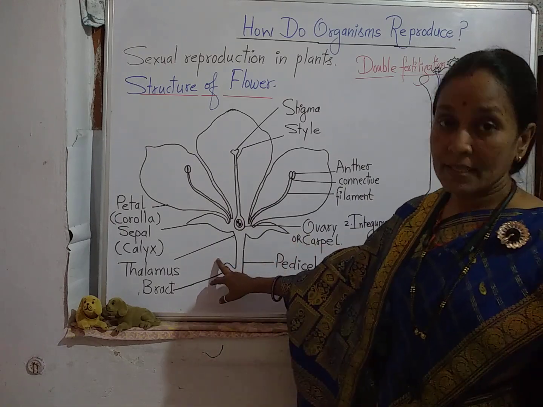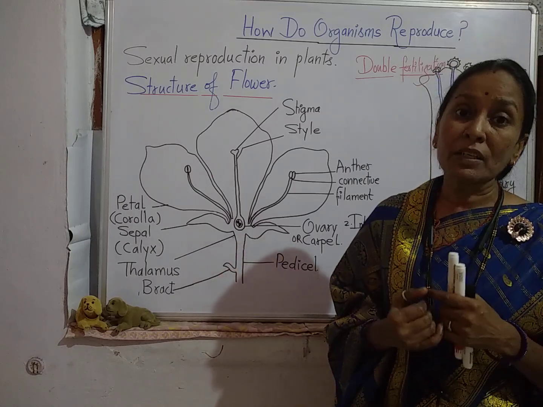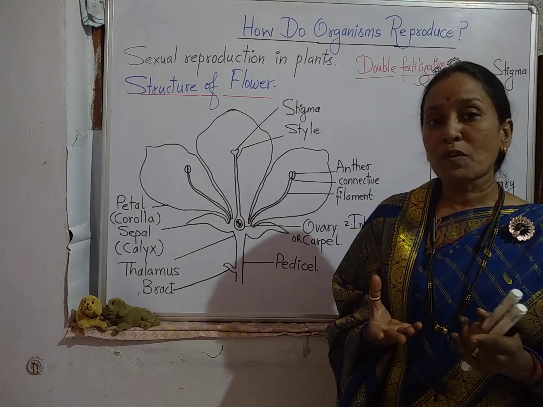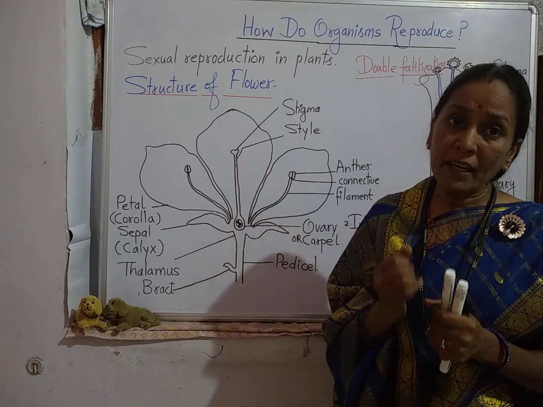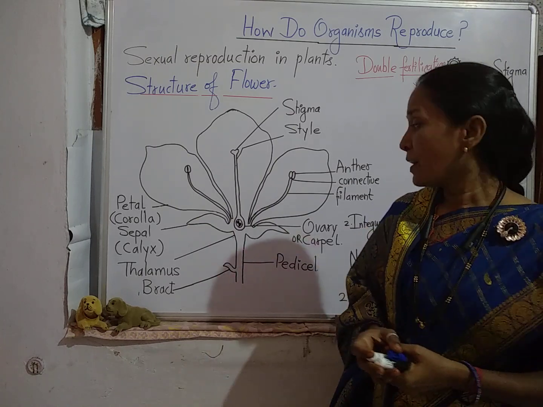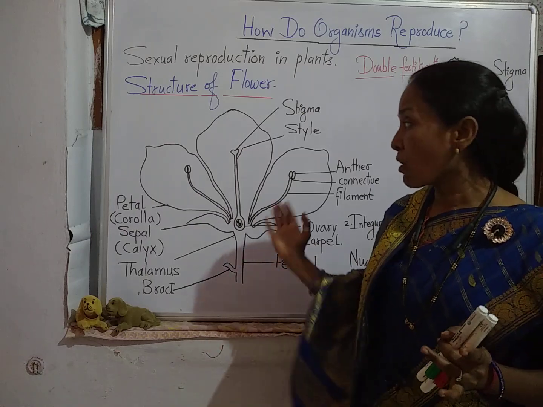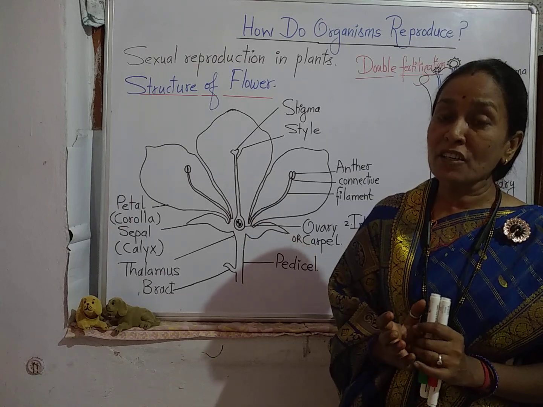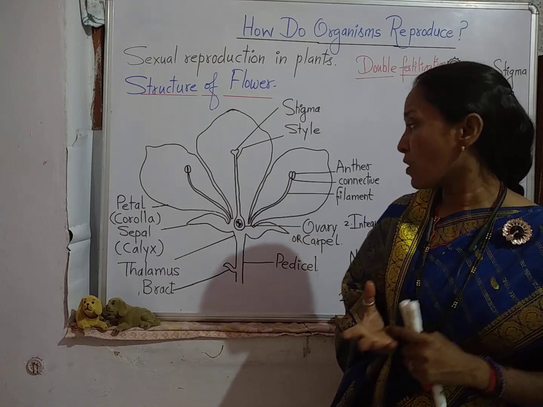The thalamus is the modified shoot. Actually the flower is a modified shoot, modified for the purpose of reproduction. Thalamus is a highly reduced part of the shoot, having the node and internode and showing the insertion of the rest of the whorls. All parts of the flower are either spirally arranged or in the form of rings. The rings are termed as whorls.